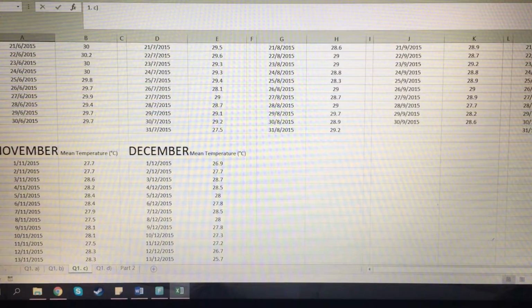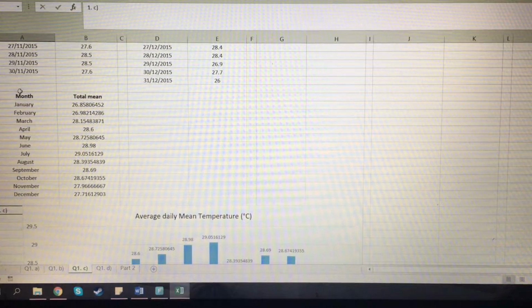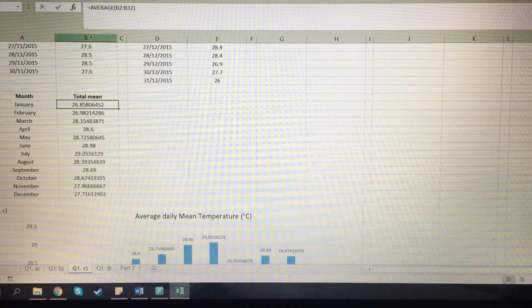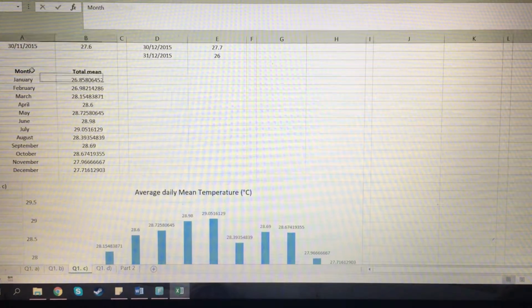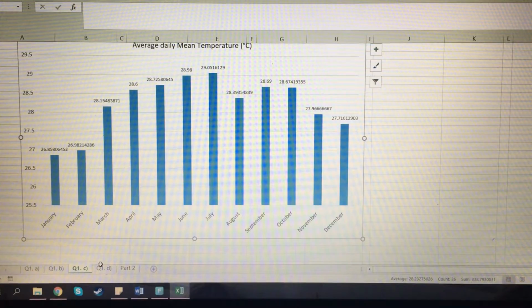For part 1 question C, I also collated the mean temperature for all the months in the year of 2015. So after collating, I calculated the total mean for all the months by using the average function again. And then after that, I highlighted this and inserted a bar graph.